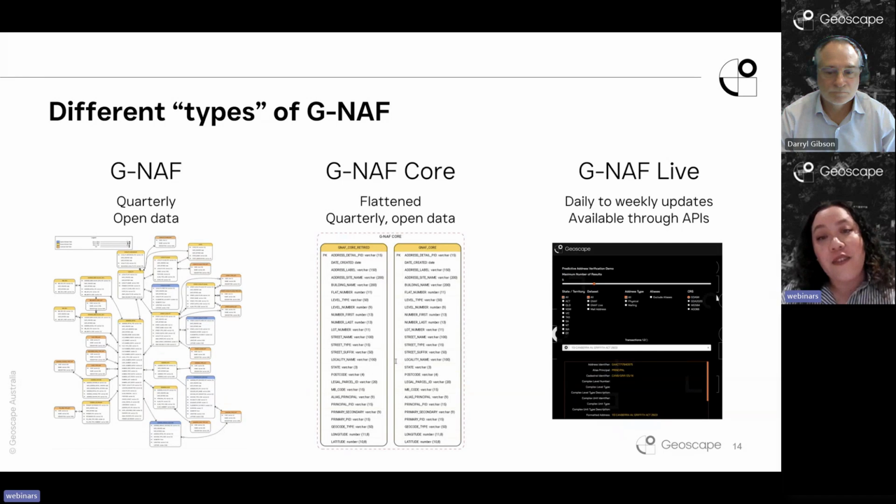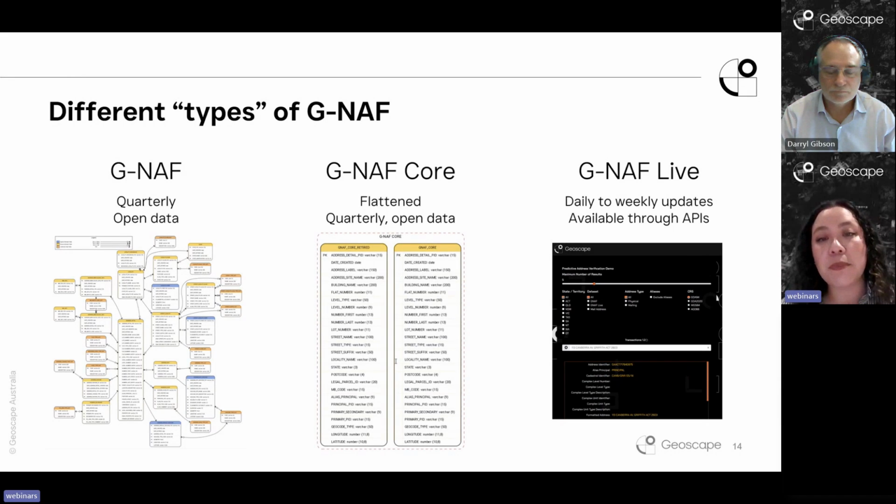Both versions of G-NAF have their pros and cons. So if you're asking yourself which one I should be using, it really comes down to what you're doing with it and what your level of comfort is with working with complex data. If you're very comfortable doing lots of joins, working with one-to-many relationships, or you need very detailed insights into addresses, then working with the original G-NAF is probably going to give you a lot more insights and value.